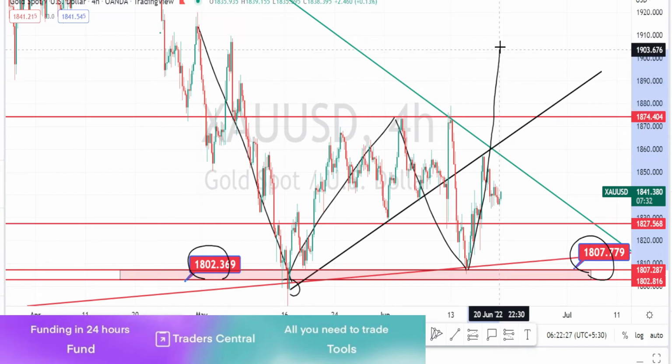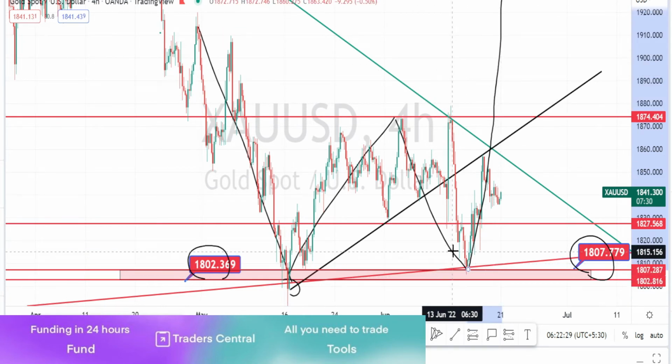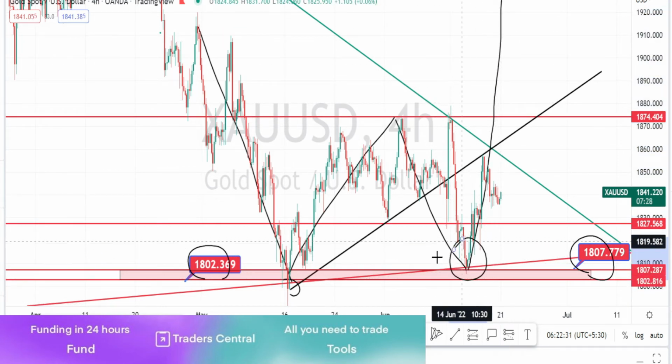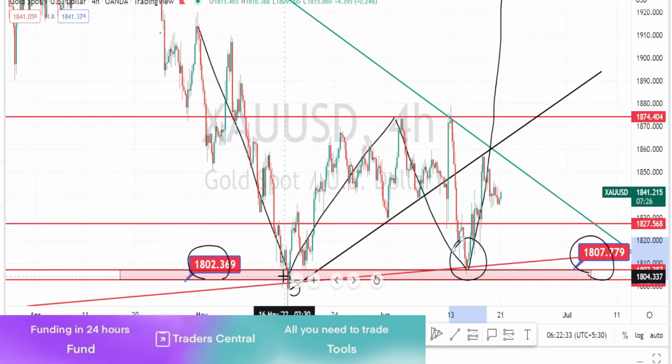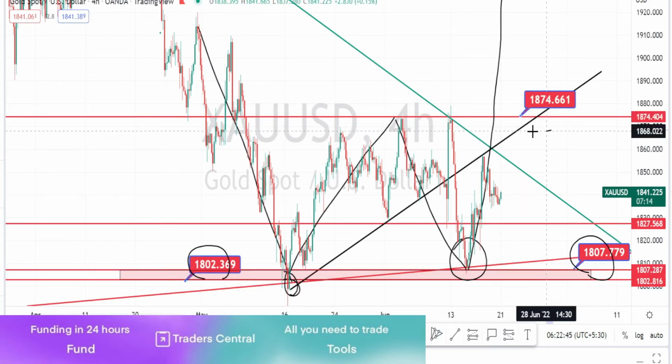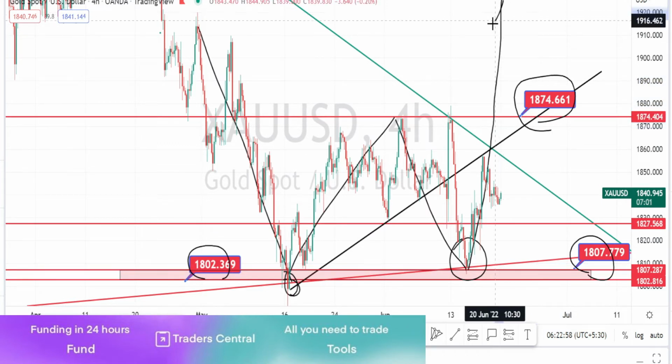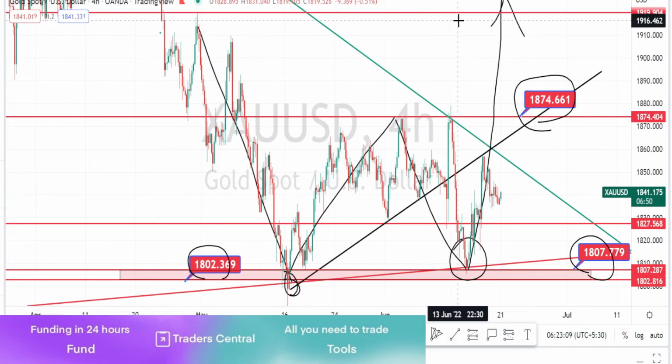If the bullish trend continues, we are seeing a chart pattern being formed over here, which is a double bottom pattern. To get a confirmation on the double bottom pattern, the price action has to break the resistance level of 1874 or 75 in order to form a double bottom pattern, and next target will be the resistance level of 1920.